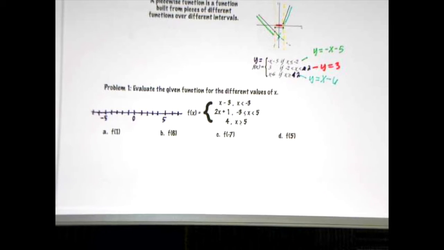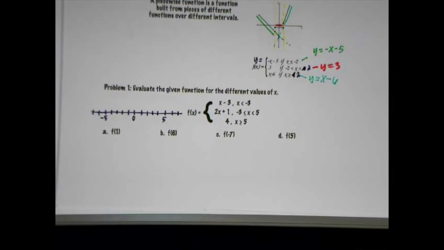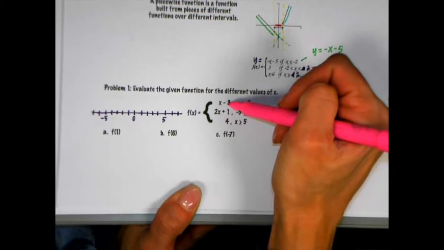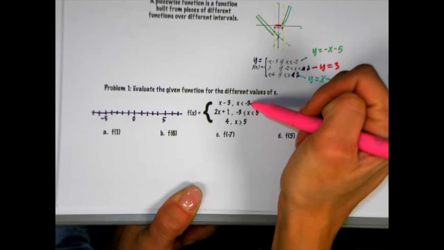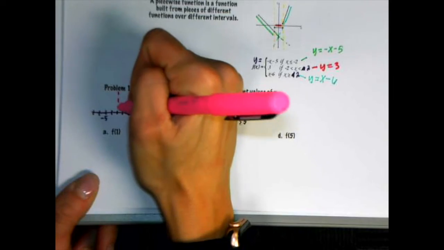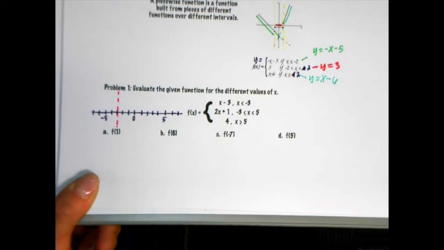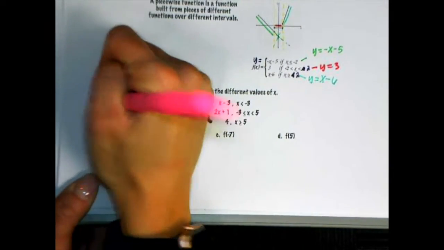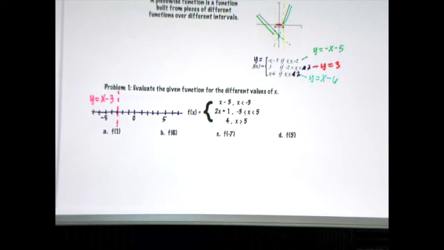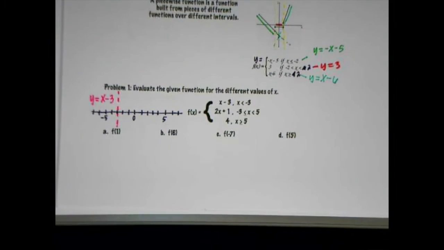All right, so here's our number line, right? So I'm splitting this number line at these boundaries. This first function you're only going to use up to -3 for x, okay? So at -3 it's going to split. And on this side, you're going to use y equals x minus 3. Only up to -3.